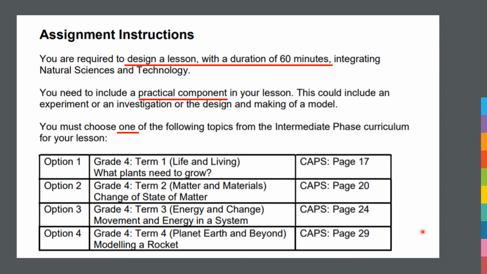From the 4 options that you have here, you and your group must select only one of these topics and design your lesson according to that particular knowledge strand that you have selected, as well as the topic that has been provided for you. So for example, if you choose option 1, grade 4, term 1, the knowledge strand is life and living, the topic is what plants need to grow, you cannot change this. You have to stick with the options that are given to you. So please ensure that you are choosing one of the topics from the options that are provided for you.